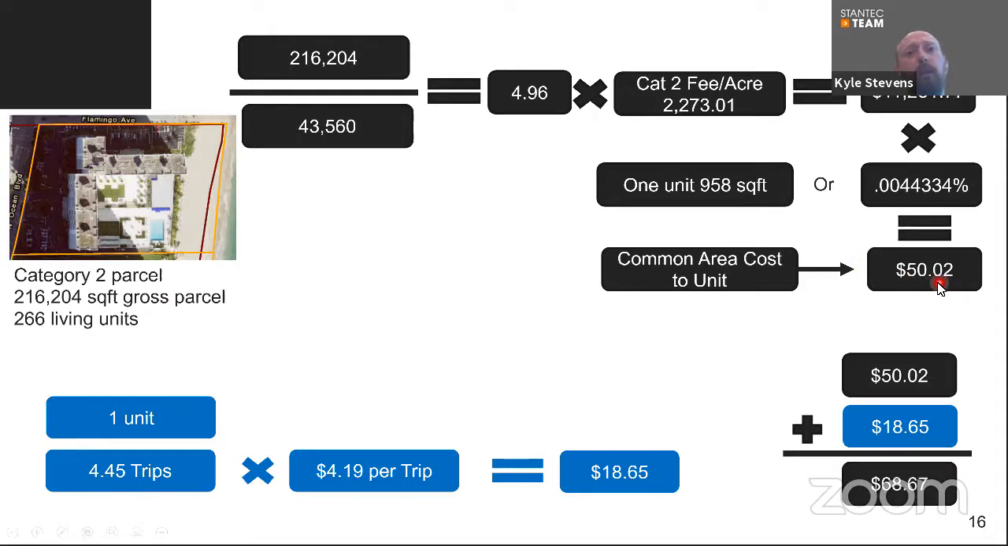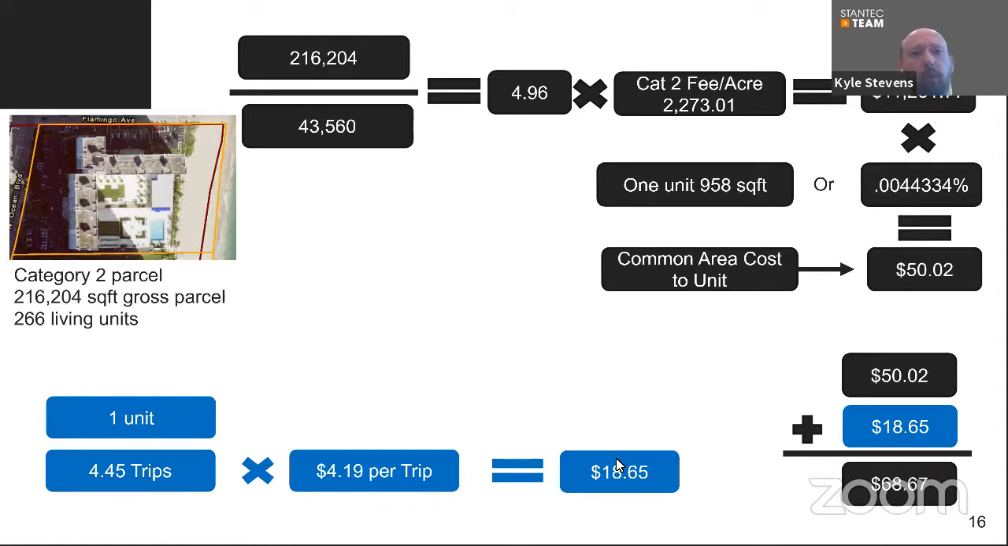Really important key here is that depending on the exact size of the unit, that percentage can change, and the overall fee that each unit will see, even in one building, may differ slightly. And from one building to the next, may differ quite a bit given the different development characteristics of condo buildings throughout the community. Now, on the bottom side of this screen, I've included the trip generation base rates.